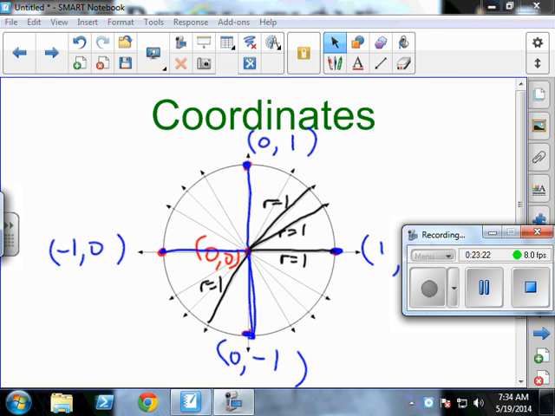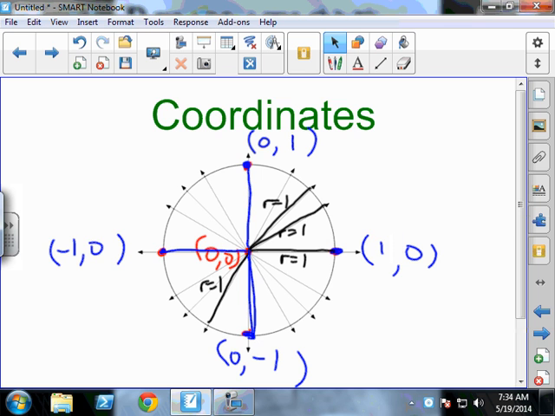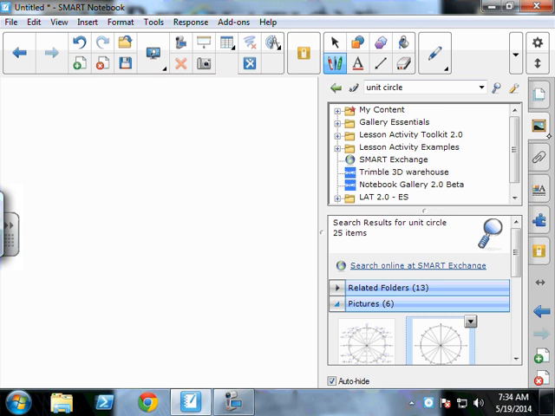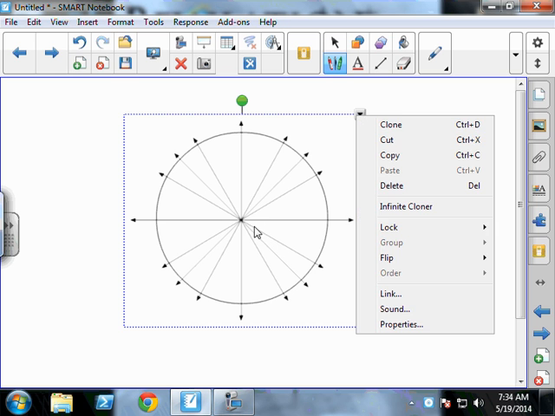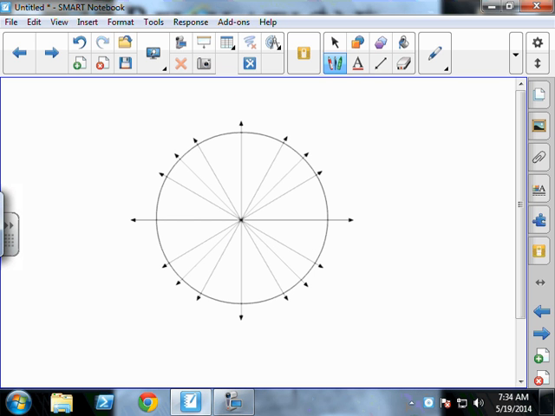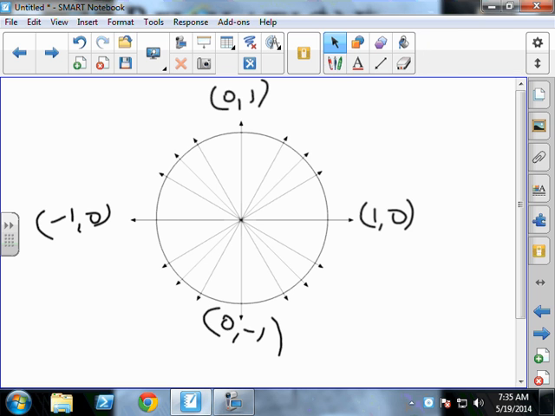So again, for the unit circle, for what we're doing today, just to recap the coordinates one more time. Remember, the radius of the unit circle is 1. The center was 0, 0. So the coordinates are 1, 0, -1, 0, 0, 1, 0, -1. Okay?